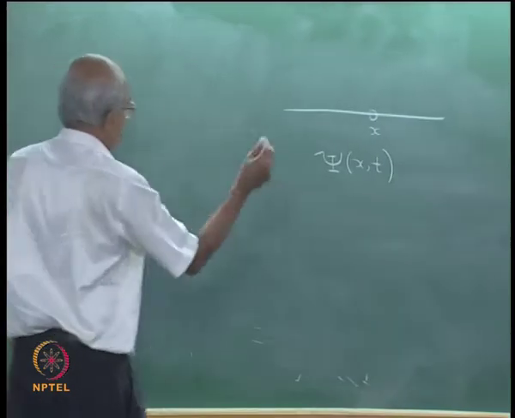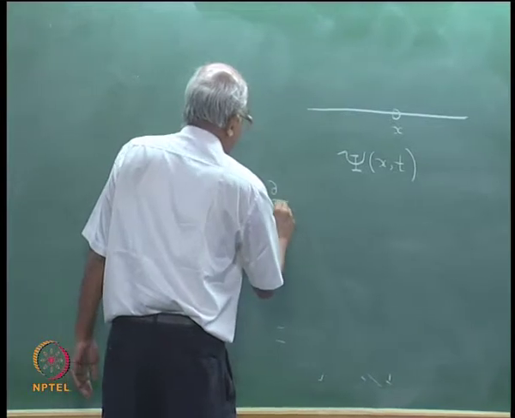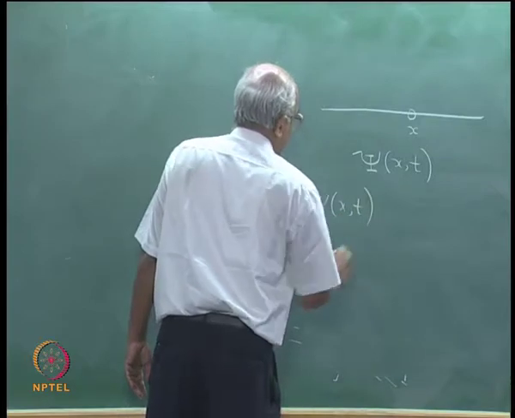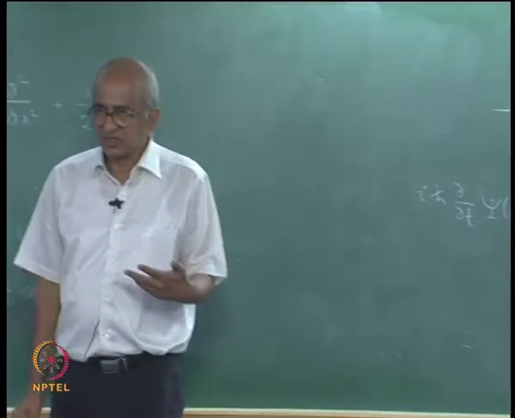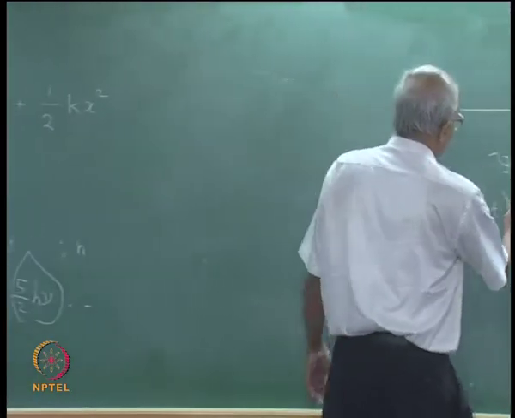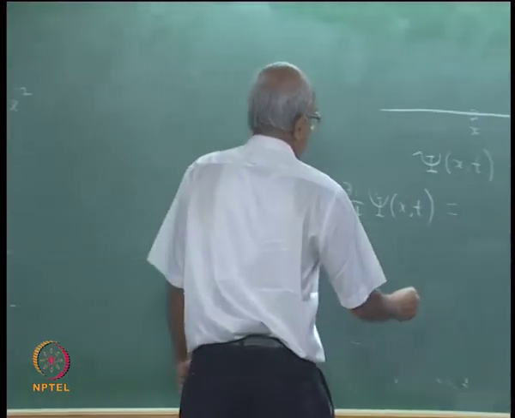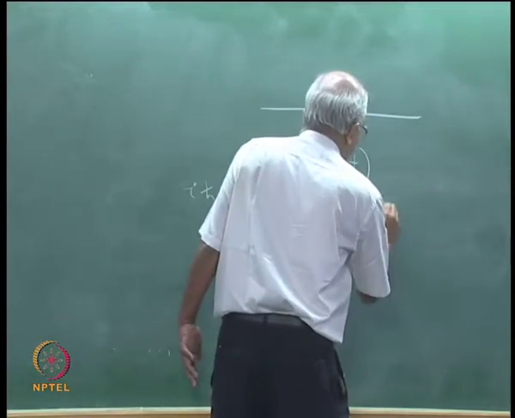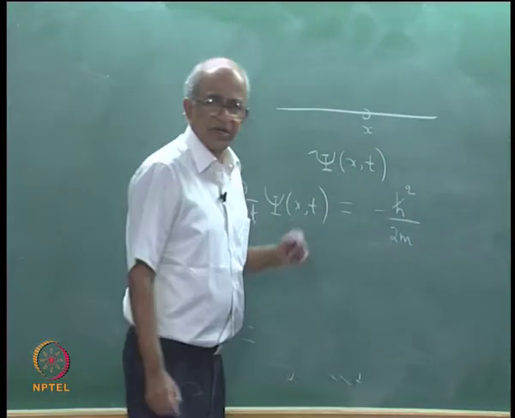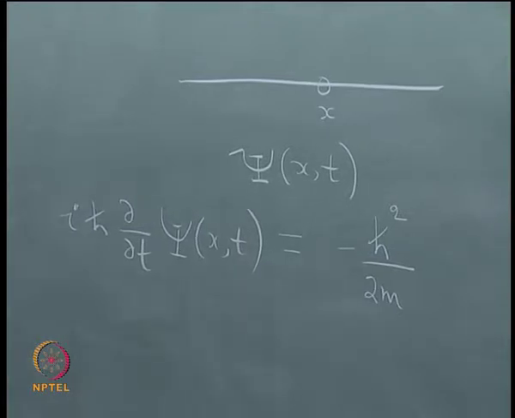The answer is that I have to worry about this equation, which says that i h cross dou by dou t operating upon psi, where psi is a function of x and t, just 2 variables because it is a one dimensional system, must be equal to H. What is H? Well, H will contain 2 terms, one coming from the kinetic energy of the particle, an operator which we know is minus h cross square by 2m.